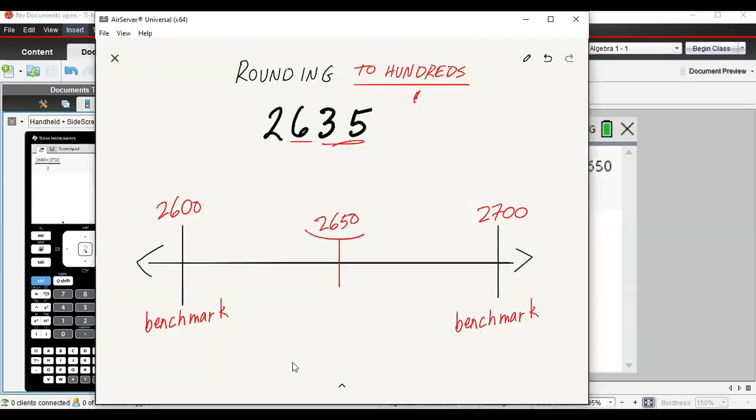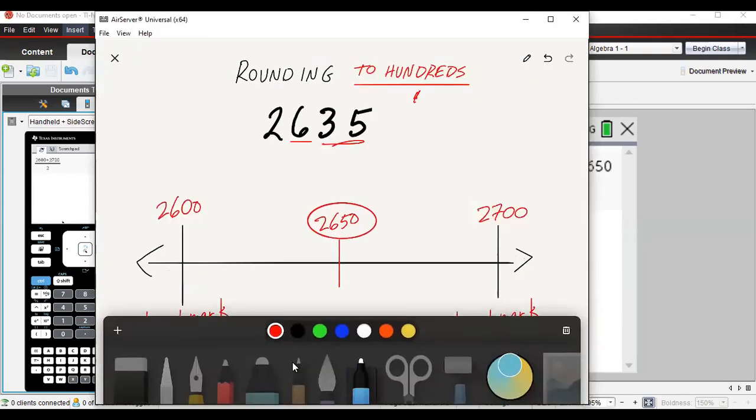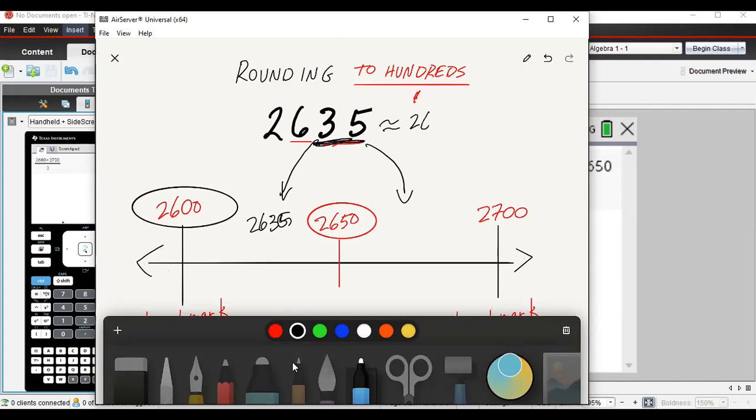Since this is the middle, now we want to know where this number goes. Does it go to the left or to the right of 2,650? Obviously, 2,635 is less than 2,650, so you're going to put it over here someplace, which means we round it to 2,600. Basically, when we're rounding we're trying to say which of the benchmark numbers it is closer to. It's obviously closer to 2,600. So if we were rounding to the hundreds, it would be 2,600.